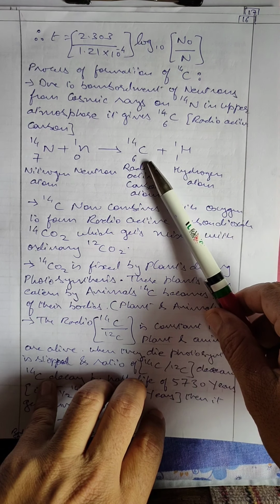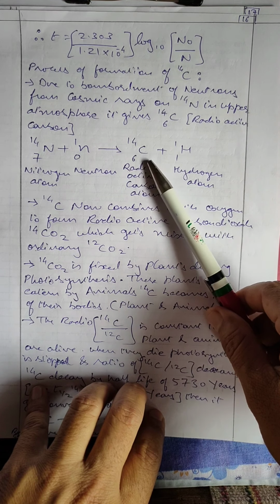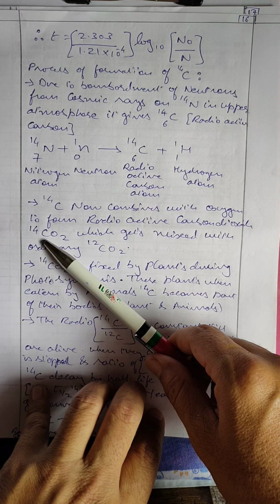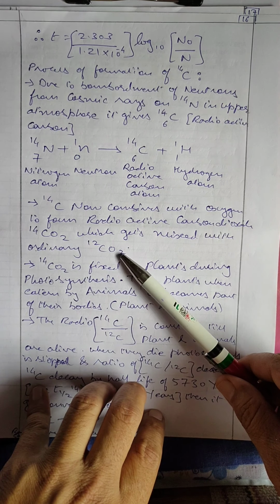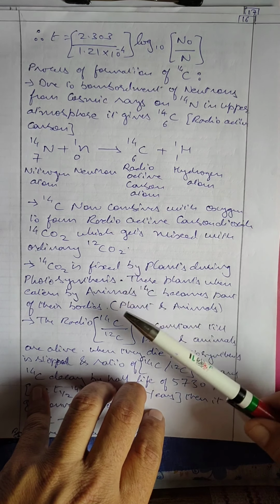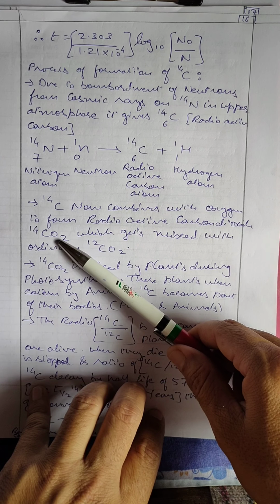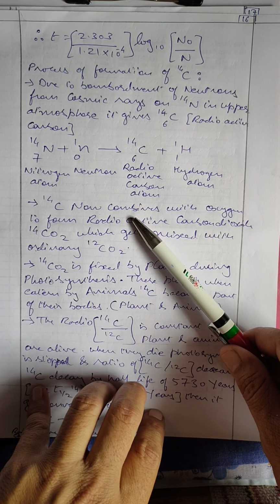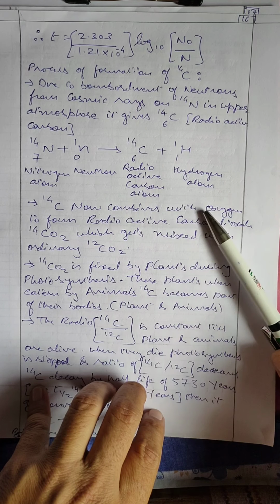This 6C14 combines with oxygen to form radioactive carbon dioxide, C14. And this carbon dioxide gets mixed with ordinary carbon dioxide, and the plants during photosynthesis fix this carbon C14. And this is how the carbon passes to plants, and when plants are eaten by living organisms like animals or humans, it gets transferred to the body.